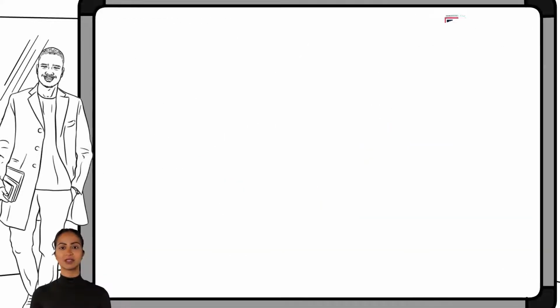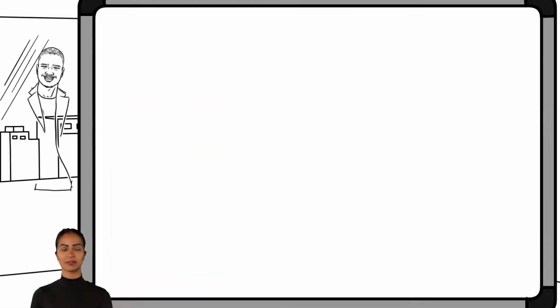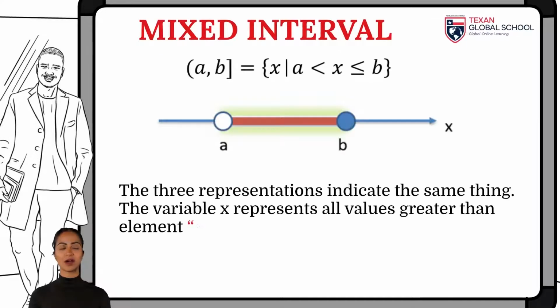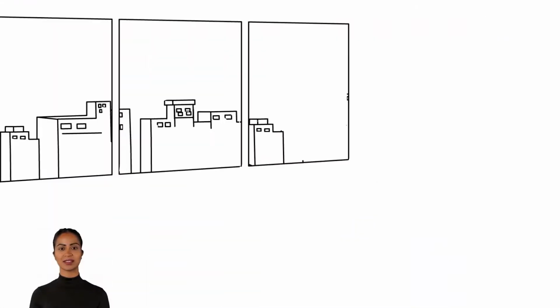The mixed interval is one composed of the combination of an open interval and a closed interval. Like the previous ones, it is represented in three ways that have the same meaning. We can have a mixed interval, open on the left and closed on the right as shown on the blackboard. These three representations of mixed interval indicate that the variable x represents all values greater than element a and less than or equal to element b.